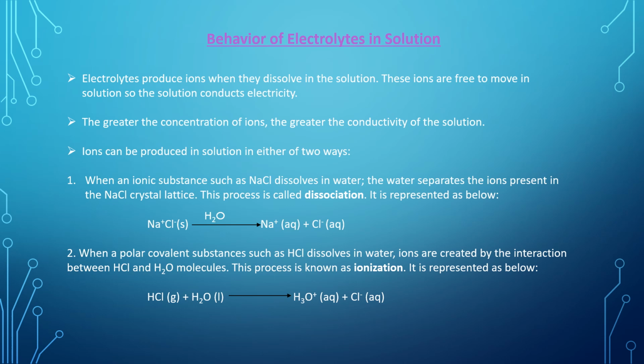Ions can be produced in solution in either of two ways. When an ionic substance such as NaCl dissolves in water, the water separates the ions present in the NaCl crystal lattice. This process is called dissociation. It is represented as below. When a polar covalent substance such as HCl dissolves in water, ions are created by the interaction between HCl and H2O molecules. This process is known as ionization. It is represented as below.